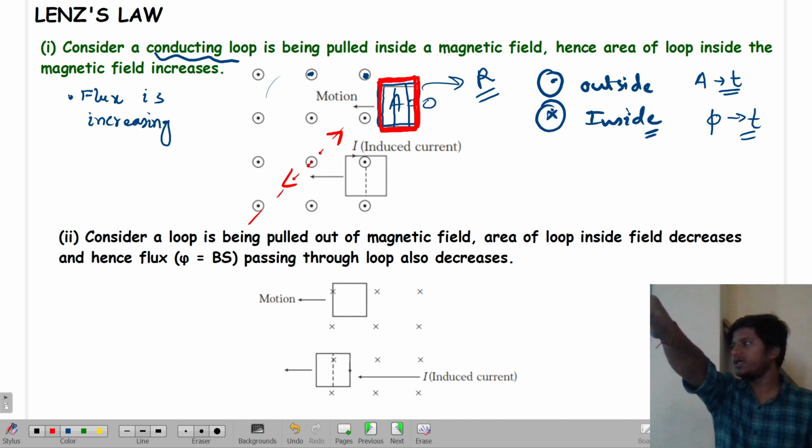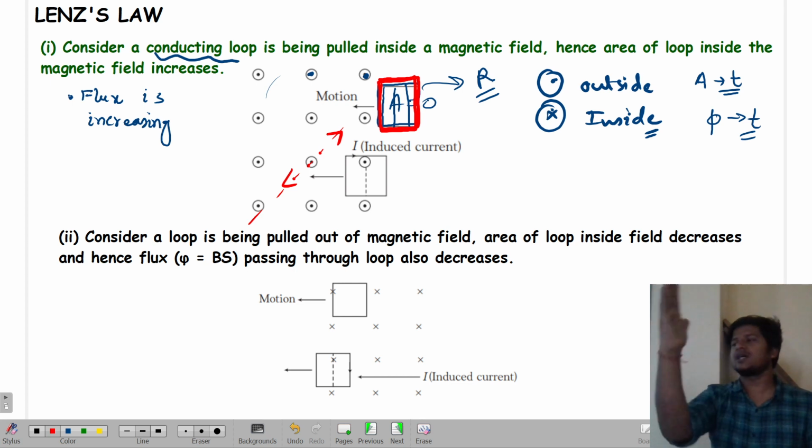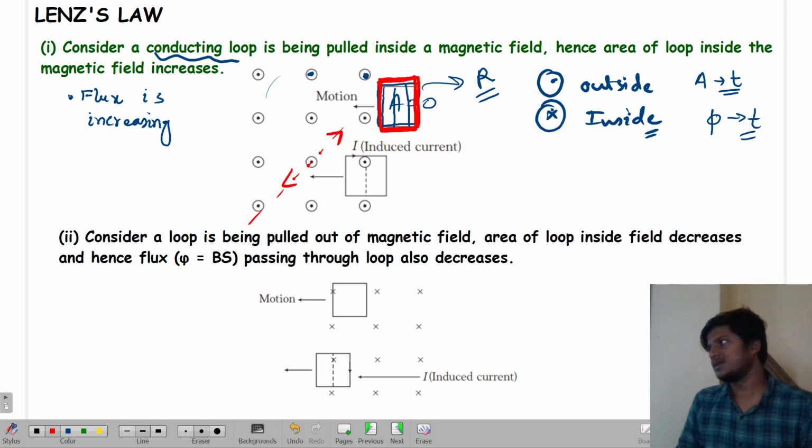Now if it is an inside magnetic field, place your thumb inside, yes or no? When you rotate, how is it rotating? Clockwise. If it is inside, how is it rotating? Clockwise, yes or no? This is clockwise direction. If it is outside, how is it rotating? Anti-clockwise. Got it or not? Am I correct or not?